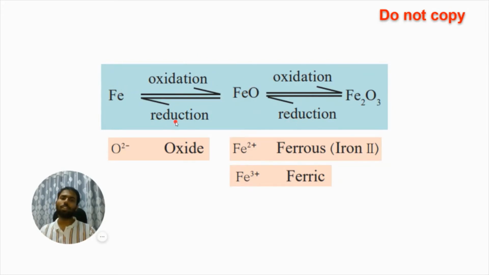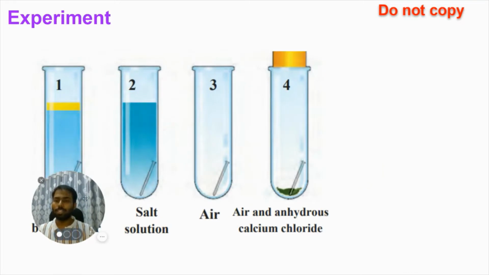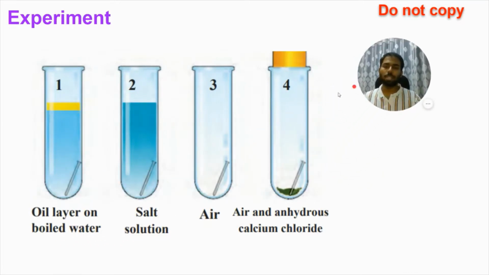Okay, great. Now let us try an experiment. In this experiment, we have taken 4 test tubes, and in all the test tubes we have put a nail. Nail means kila, or you can even put a screw, but it should be made of iron. So we are putting an iron nail in all 4 test tubes.